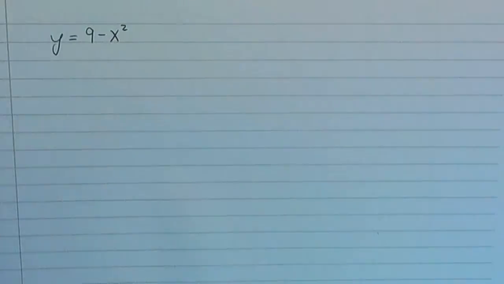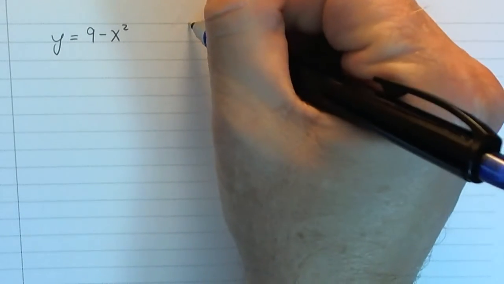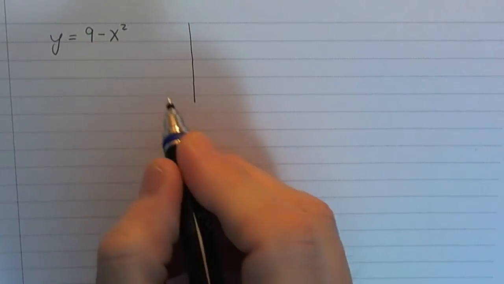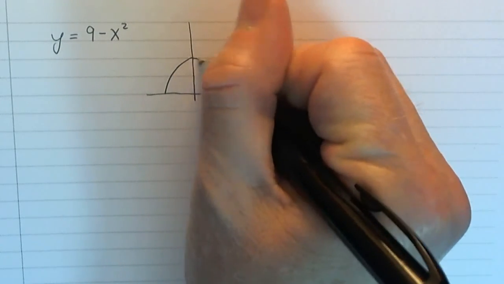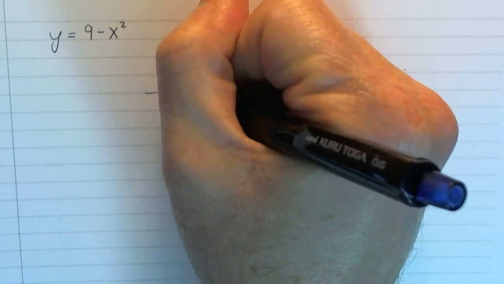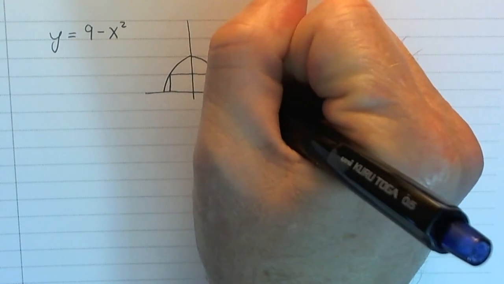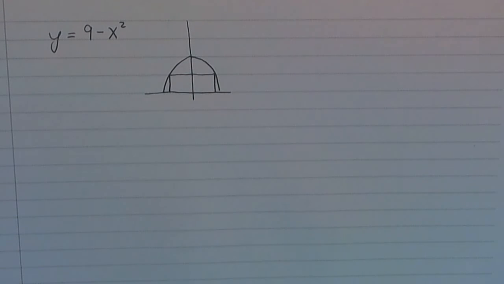Let's suppose that we have a function, y equals, well, let's say 9 minus x squared. And we want to look at, let me go ahead and sketch it here, do a rough sketch. Okay, so here we go, something like this. And what we want to do is find a rectangle bounded by the x-axis and this curve that has the largest possible area. That's what we want to do.